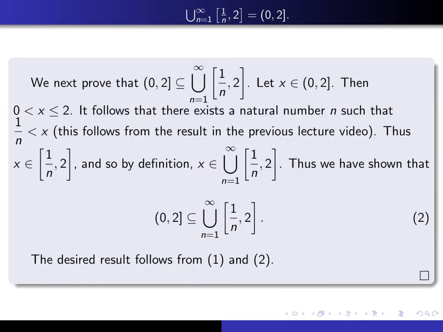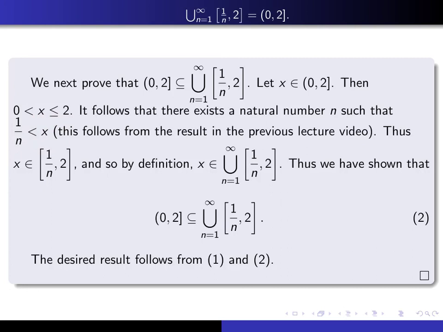Here's the other half of the proof. We have to show that this set is a subset of this set. So I begin by taking an x in (0, 2]. And so what's the working definition of that? It's that x is bigger than 0 but less than or equal to 2. Now we're going to make use of the result that I wrote in the previous lecture video. Since x is positive, that means that there exists a natural number n such that x is bigger than 1 over n. That's the result that I proved in the previous video.